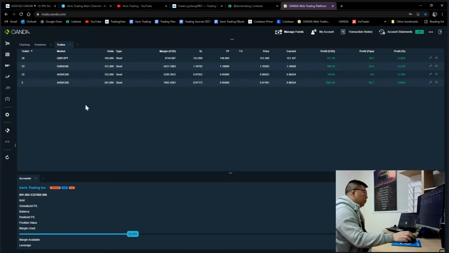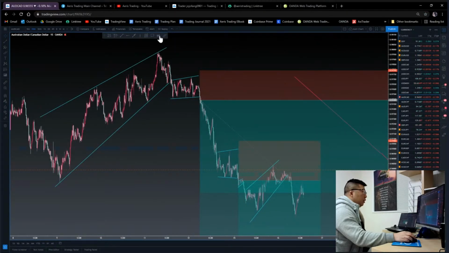So I am in three pairs. I'm in Aussie CAD, I'm in Euro Dollar, and I'm in Pound Yen. These are the positions I'll go over right after. So let's take a look at Aussie CAD and talk about the scaling entry here. This was the original first entry. This is the second entry. I haven't moved my stop loss. It's still at -1, so even if my first trade were to lose, I would be break even on the overall position.